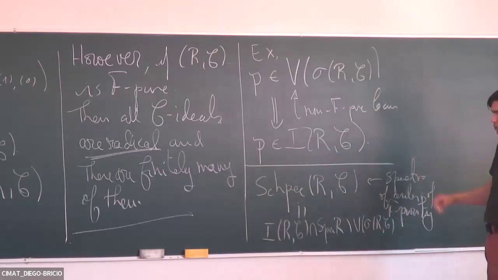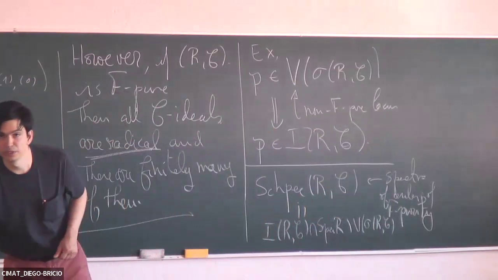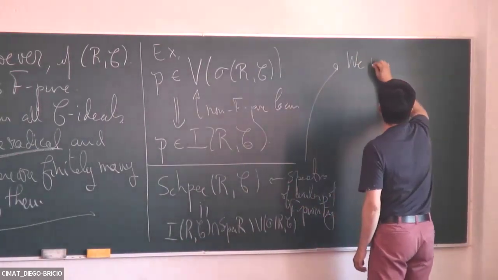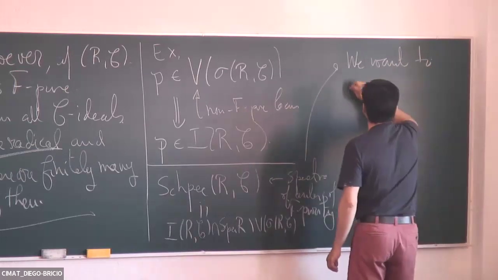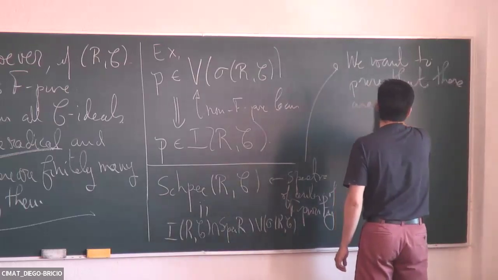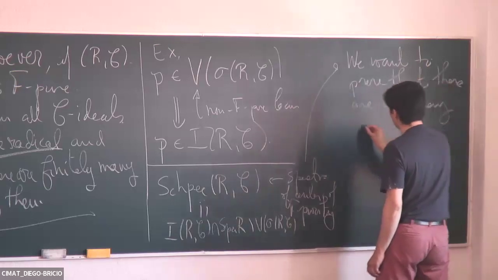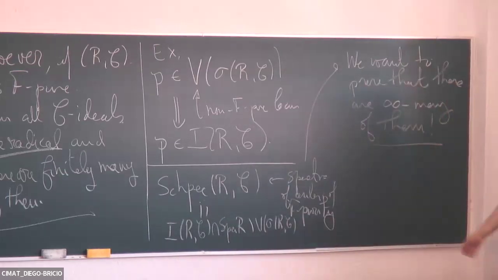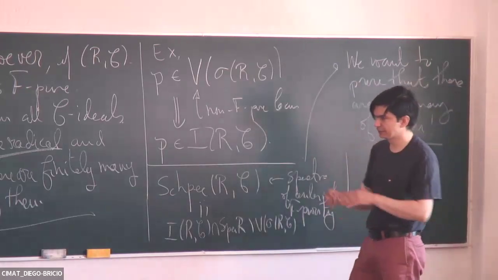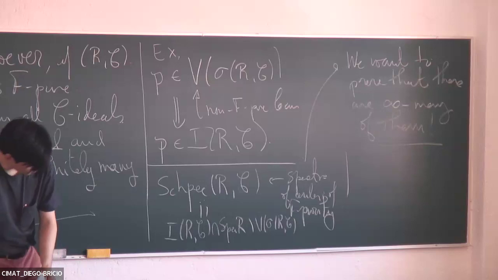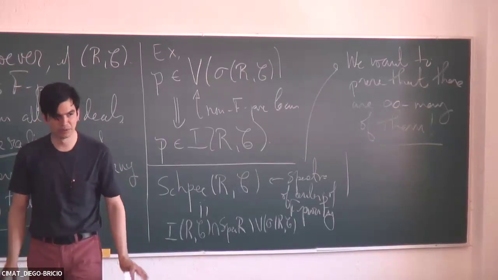Okay, the goal of what we're doing at this point is to prove that there are finitely many of them, even if the pair is not pure. So for that we need to play with these test ideals along radical or T ideals. Okay, so this is like a little summary of things we have done before.